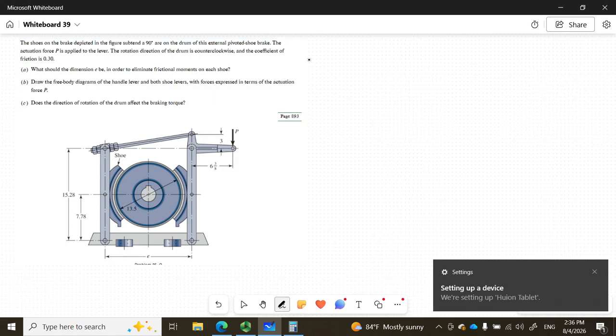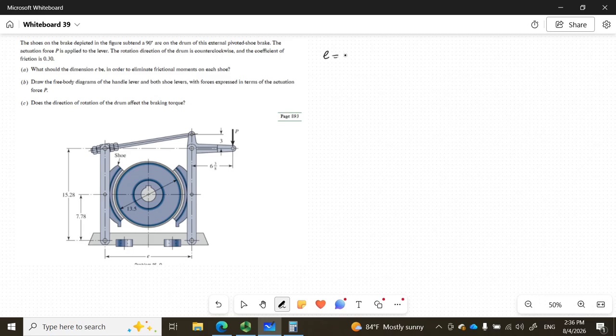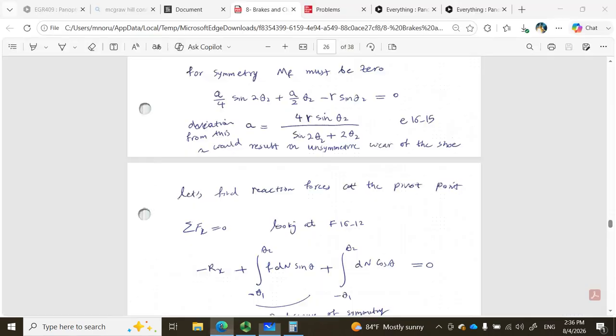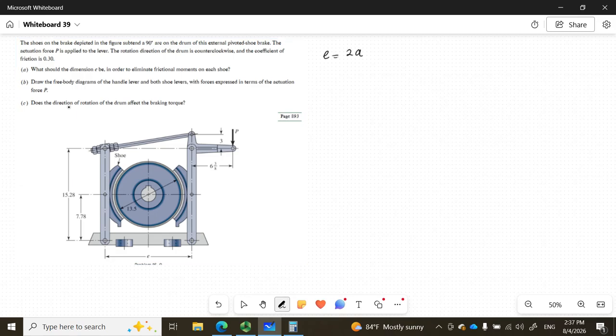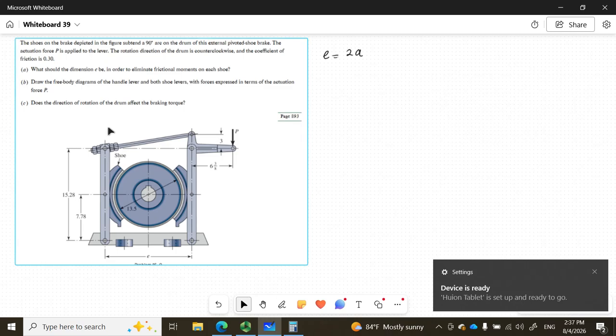Alright, so the E that we are trying to find is basically 2 times A, right, in that derivation. So part A says find the E in order to eliminate frictional moment on each shoe. So in each shoe we want the moment to be 0, so find the E. Alright, so that's one part.